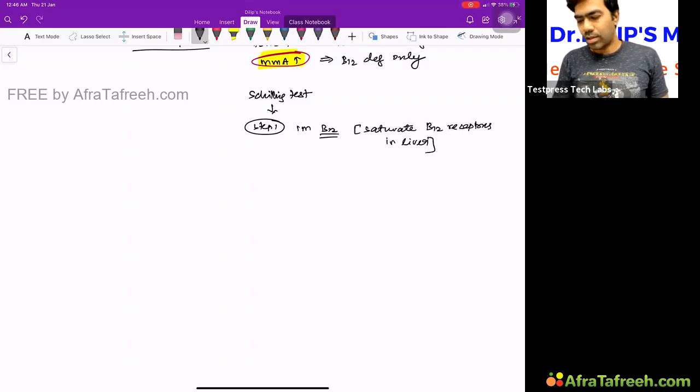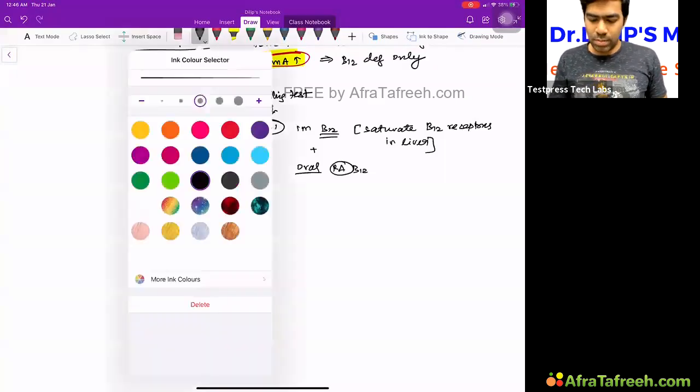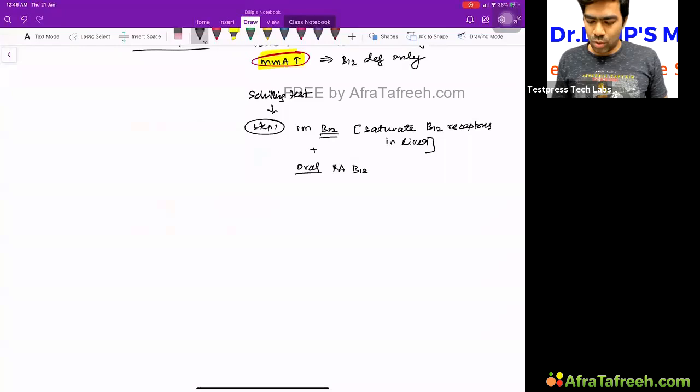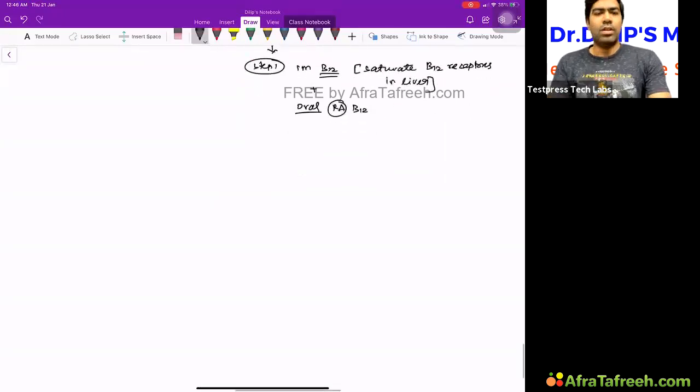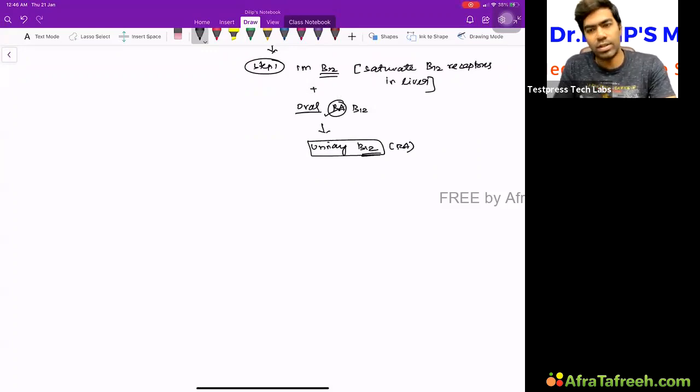Clear? So along with that IM B12, after some time we are going to give oral radioactive B12. When I write RA, it means radioactive B12. So it will be radio labeled B12 that I'm going to give orally to the patient. After this, I'm going to check the urinary B12 levels, that is, the radioactive urinary B12. In the sense, I'm going to see the radioactivity of B12 in the urine.